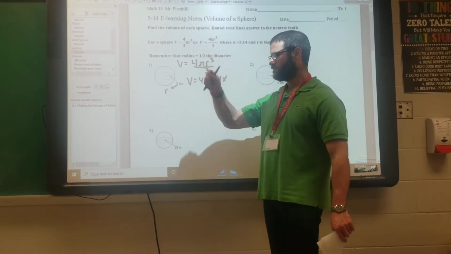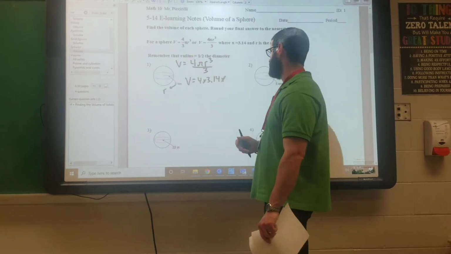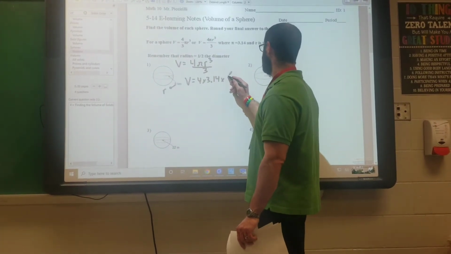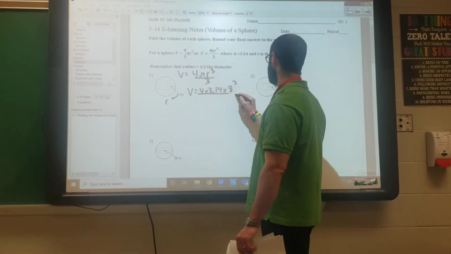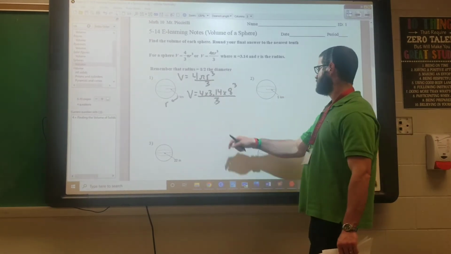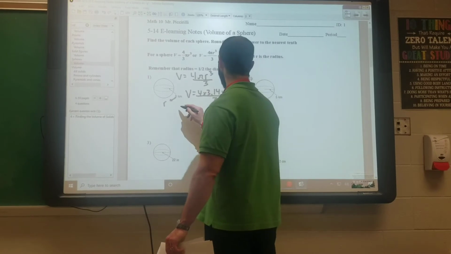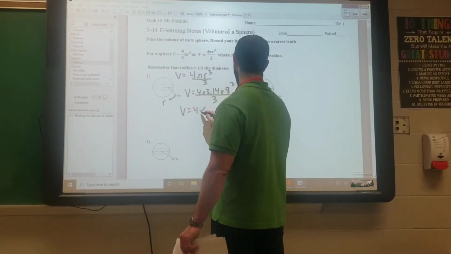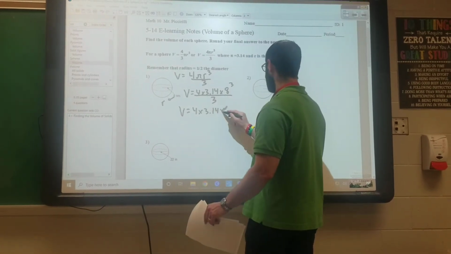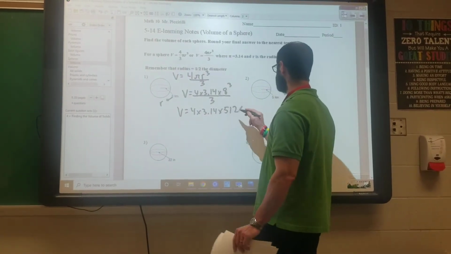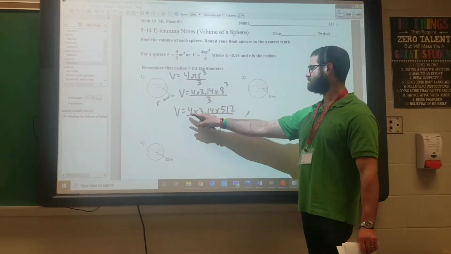When you're doing that on the calculator, you use the little caret to do the power, and then 3, to the third power. In this case, it'd be 8 to the third power, and all that divided by 3. Following order of operations, we need to do the exponent first. So volume equals 4 times 3.14 times 512, all that over 3.